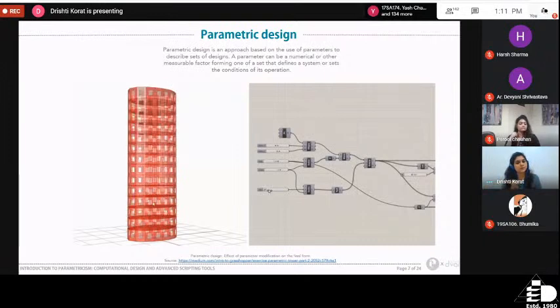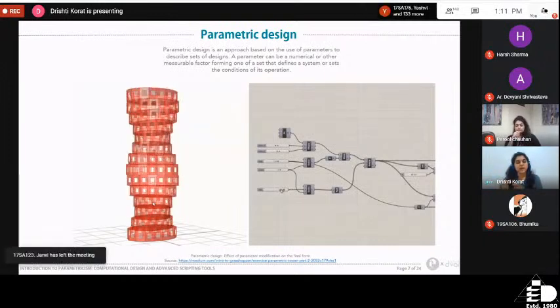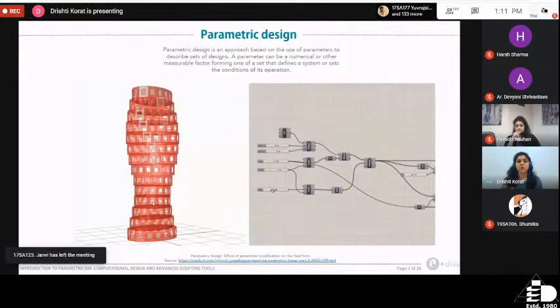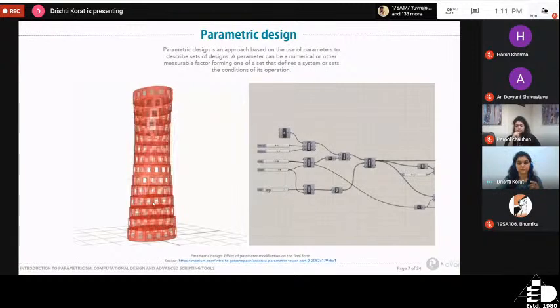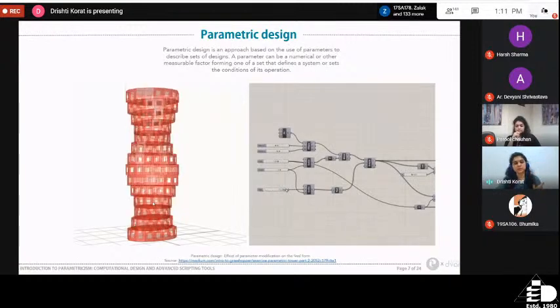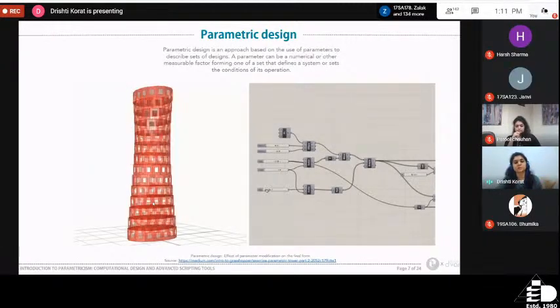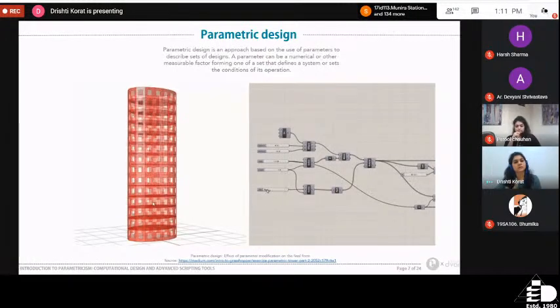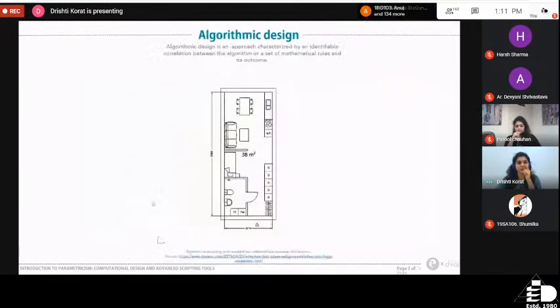When you have the entire code in place, as and when you start changing the parameters, you can see a reflection of it on the final form of the building or the geometry that you're trying to achieve. So this is how parametric design works. It is breaking down the entire geometry into variables or parameters and rules or algorithms.